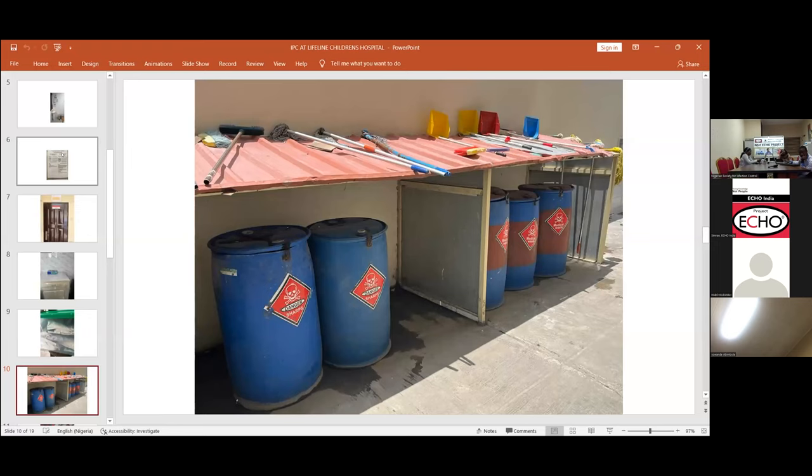On top of it, you can see that we have some color-coded mops and things that we use. We're just drying them on top of it after they've been used and washed.